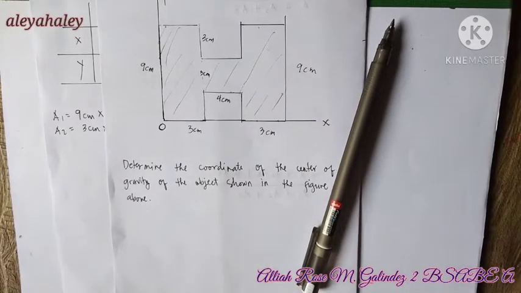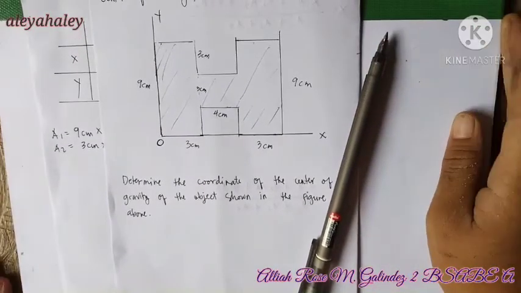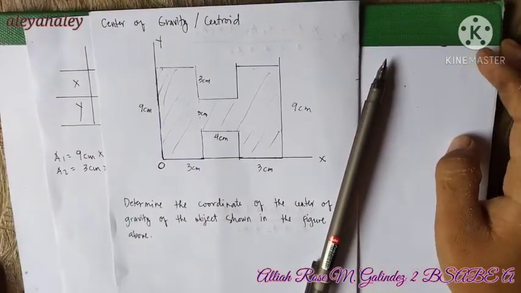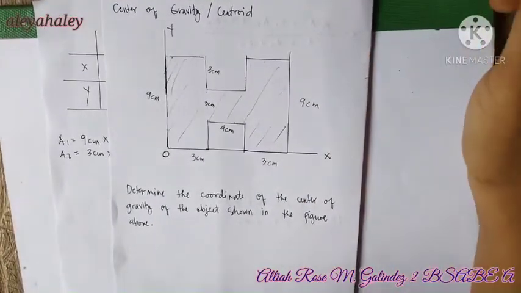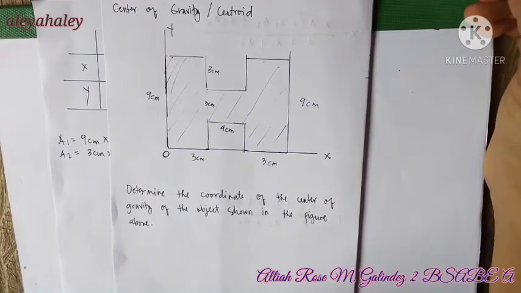So today I'm gonna show you how to solve problems involving center of gravity or the centroid, parallel axis theorem, product of inertia, composite area, and the mass moment area. First, we have this problem for the centroid of the gravity. Determine the coordinate of the center of gravity of the object shown in the figure above.